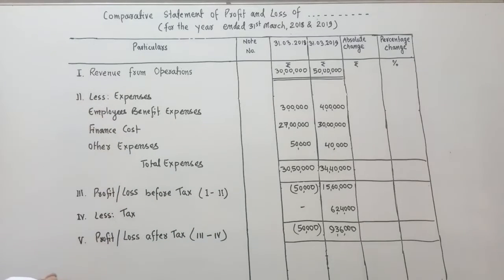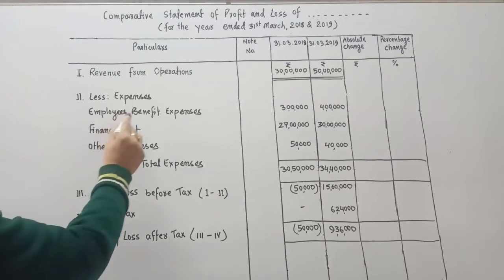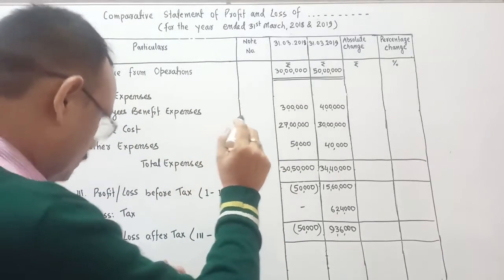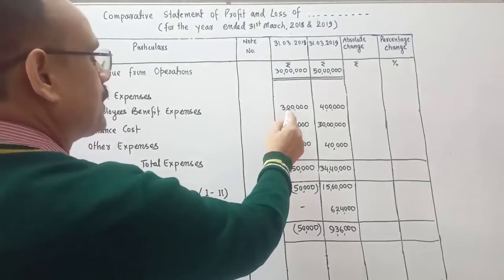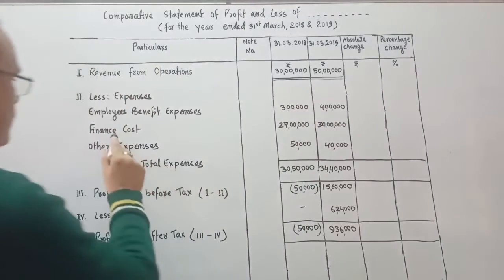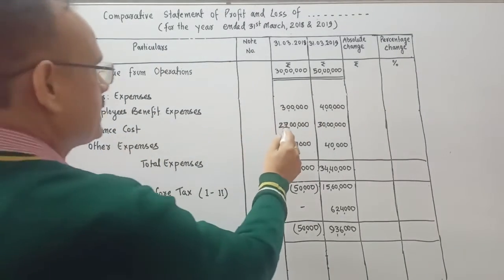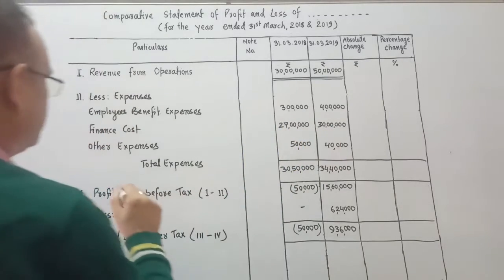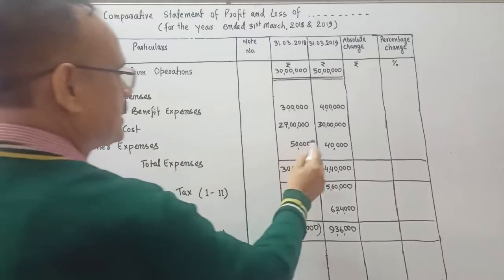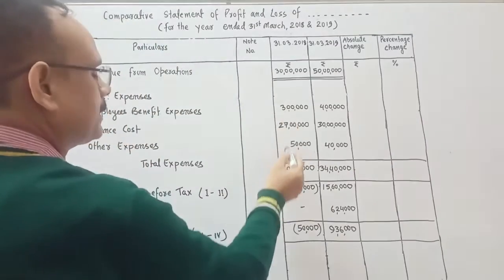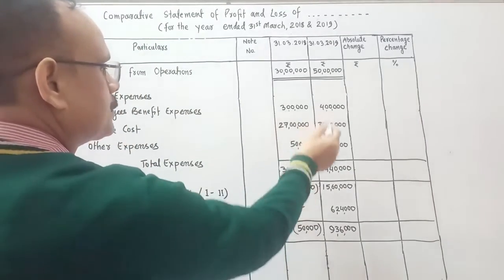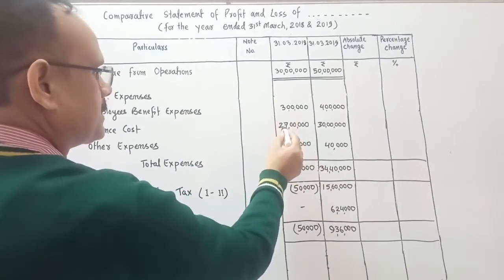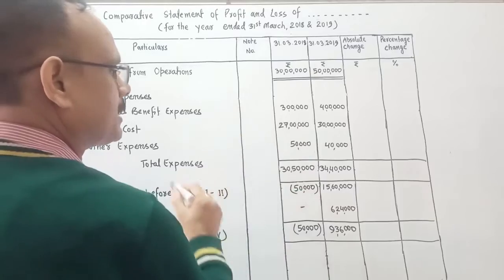Next is expenses. Employee benefit expense is 3 lakhs in 2018 and 4 lakhs in 2019. Finance cost in 2018 is 27 lakhs and in 2019 it is 30 lakhs. Other expenses are 50,000 and 40,000 respectively. Then thereafter I do the total of these three. So this is total expense: 3 lakhs plus 27 lakhs plus 50,000.